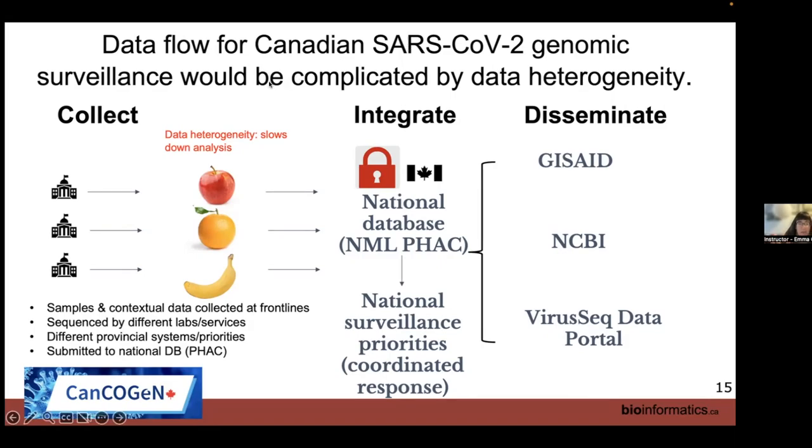So basically, it would be like comparing apples and oranges if we didn't develop some sort of data standard to harmonize information from all of these different sources. So our lab at SFU, in collaboration with the National Microbiology Lab, were able to develop an ontology-based contextual data specification to help harmonize all of the SARS-CoV-2 contextual data being collected and shared with the NML for national surveillance priorities, which was critical for streamlining data flow and coordinating responses.